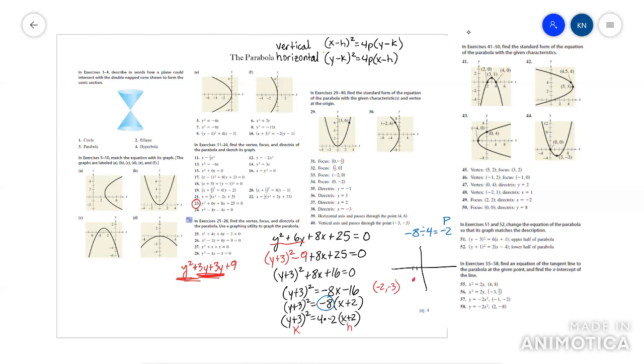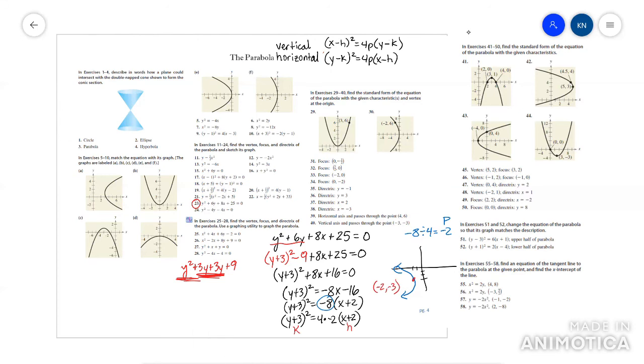So -1, 2, -1, 2, 3. There we go. Now your p-value is negative. That means, remember, we're on a horizontal. I know it's horizontal because the y has the square. That means this graph is going to open to the left because it has that negative p-value, like that.